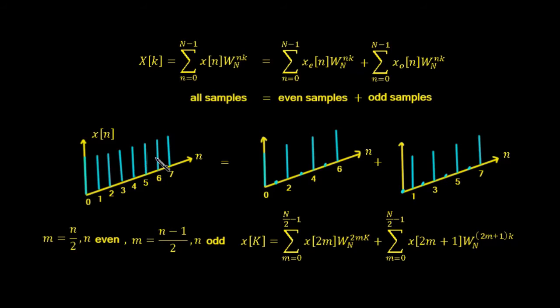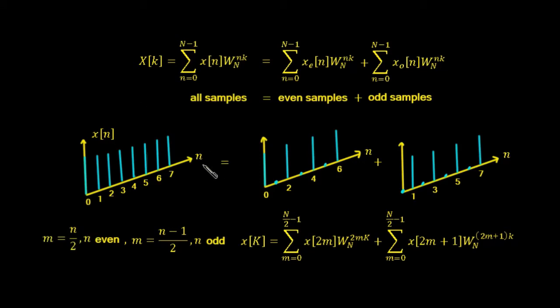We have 8 samples here, that's 0 to 7. And we split this into the even samples. So this one here gives all the even samples 0, 2, 4 and 6. And this one here gives all of the odd samples. So the odd samples run 1, 3, 5 and 7. So in order to write this out mathematically, what we do is we change the subscript here from an n to another letter. So we change that to a value of m. So m is equal to n upon 2. So this is the decimation in time.